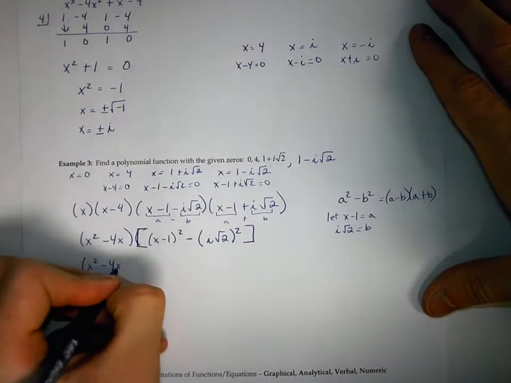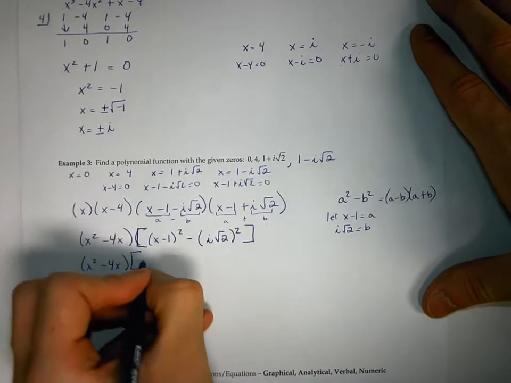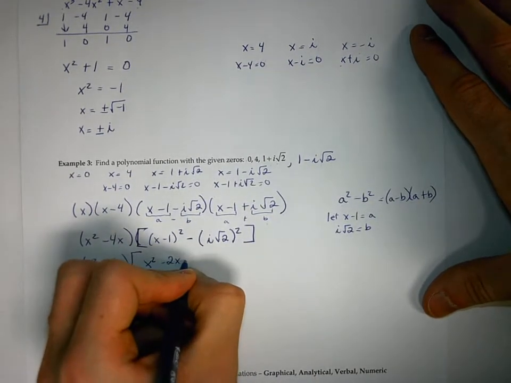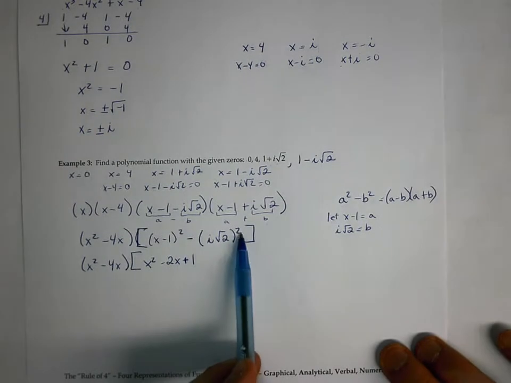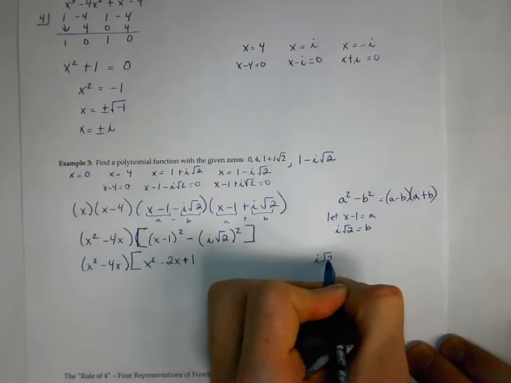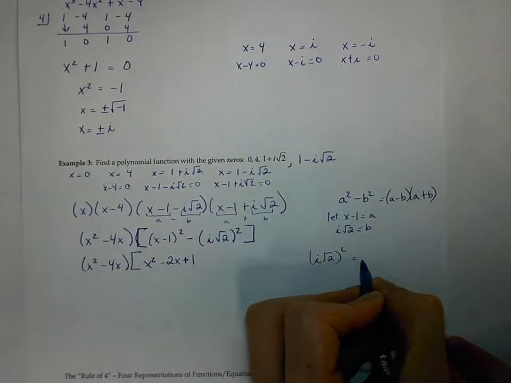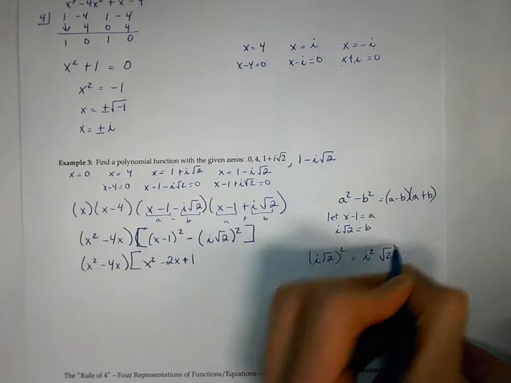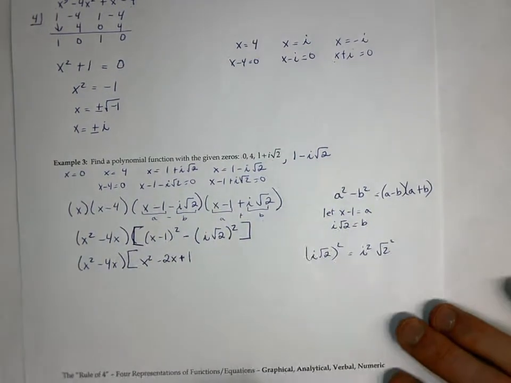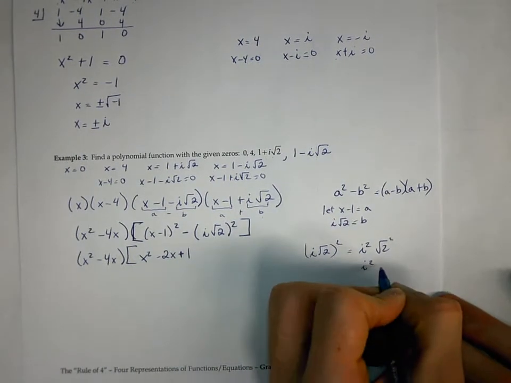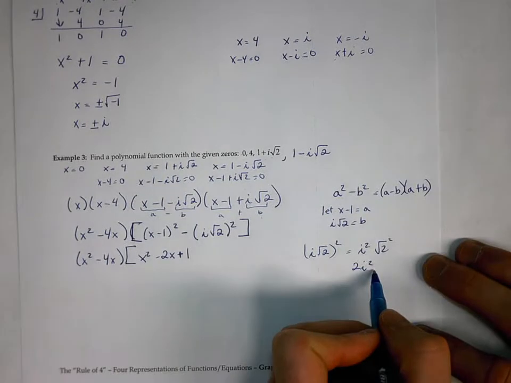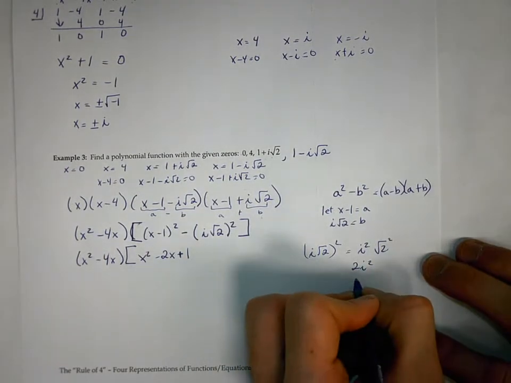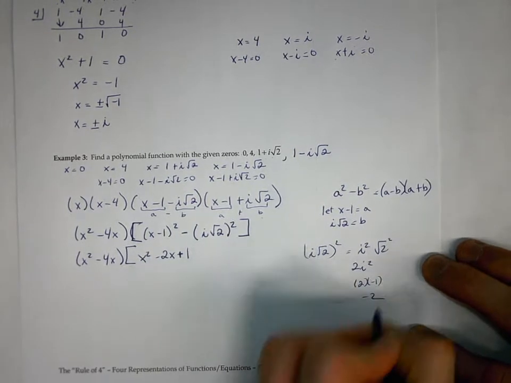Now let's write all that out. This x minus 1 quantity squared is x squared minus 2x plus 1 when you FOIL that out. This guy right here, if I square both of these pieces, i square root of 2 quantity squared is the same thing as i squared times square root of 2 squared, which really is just i squared times 2. And you know that i squared is equal to negative 1. So this right here is really 2 times negative 1, which is negative 2.